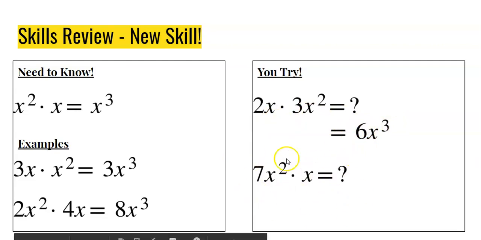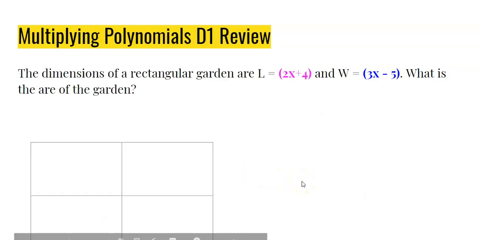Now here, we're going to do the same thing, number by number, variable by variable. So 7 times, oh well, there's nothing here, so I know I'm going to keep the 7. x squared times x is going to give me 7x cubed. Once again, if we only have one number, we keep that number. We still multiply the variables. x squared times x is x cubed.